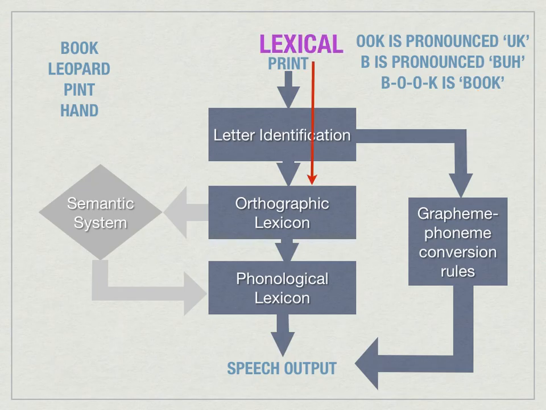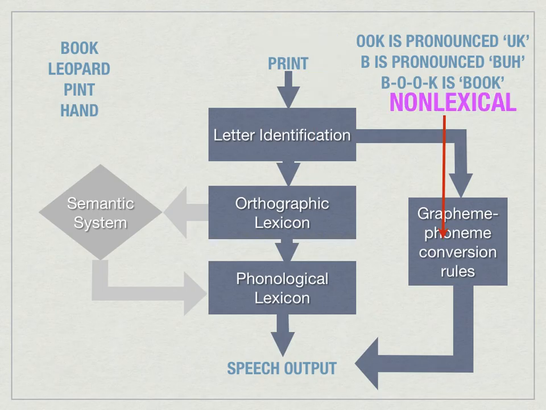Okay. So we're going to call the first root the lexical root, which is going from print to letter identification through the orthographic lexicon to the phonological lexicon. That is the lexical root. And the second root is called the non-lexical root because it does not require words as particular forms to be looked up. It is subword units that are used in the non-lexical root in grapheme-phoneme conversion.